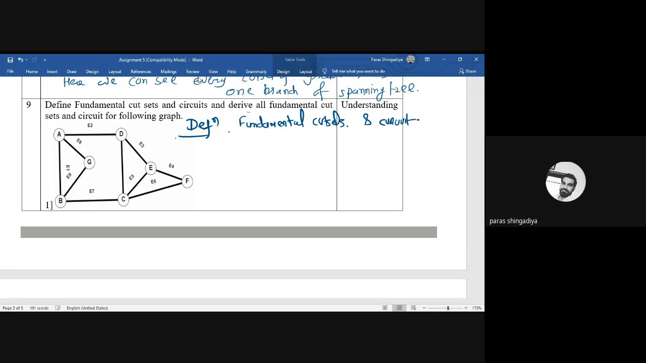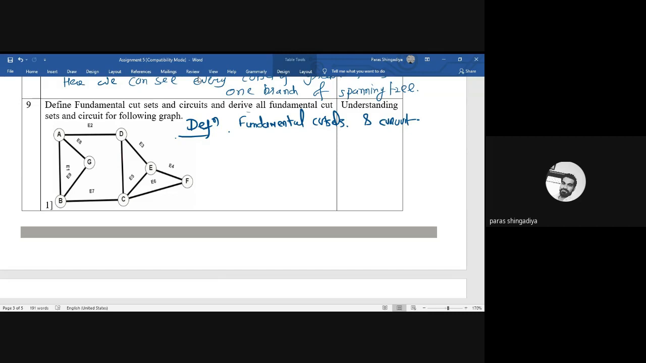The definition is that a cut set of any graph containing exactly one branch of spanning tree T is called the fundamental cut set. Clear? So one connected graph is given here. What is the first step to find the fundamental cut set answer? You have to first find one of its spanning trees.